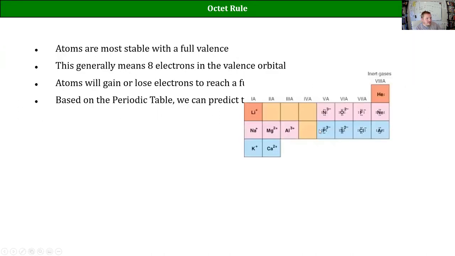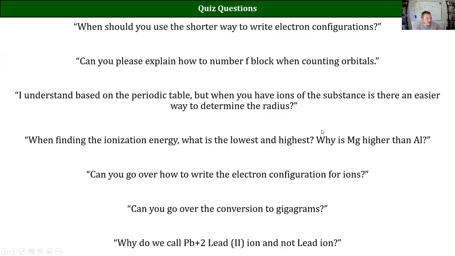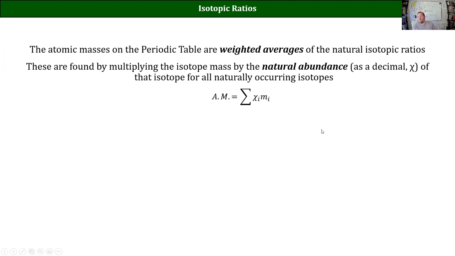All right, let's talk about that type of problem, those weighted mass problems or weighted averages, real quick, and then we'll take a break and come back and practice one.